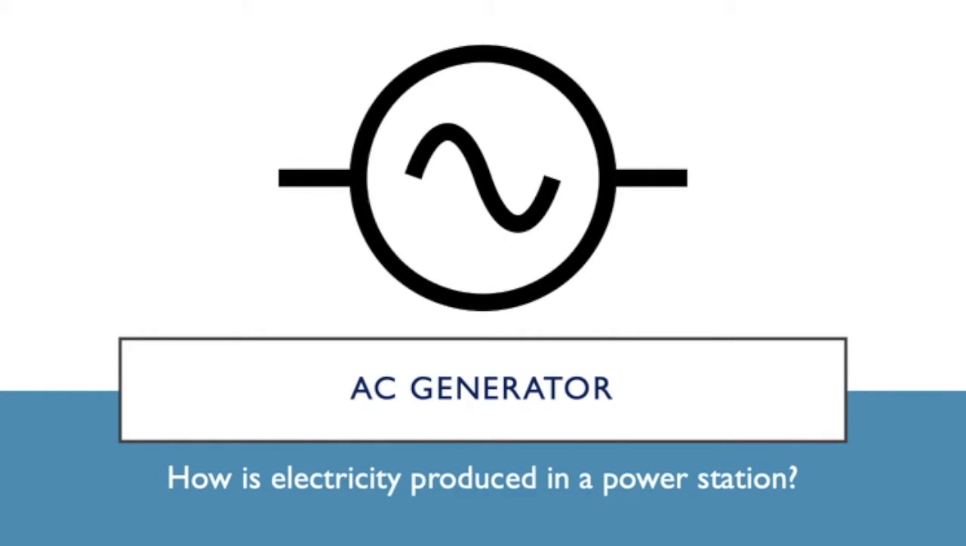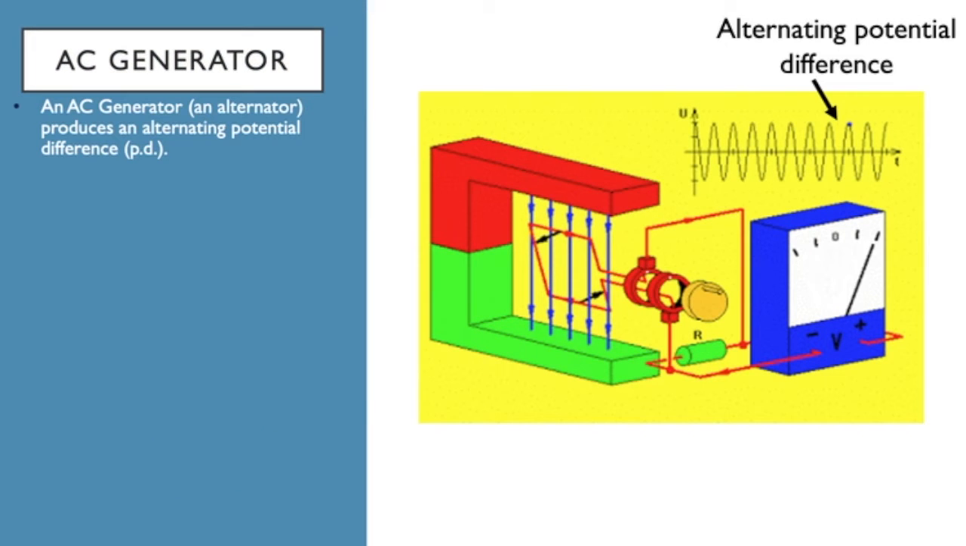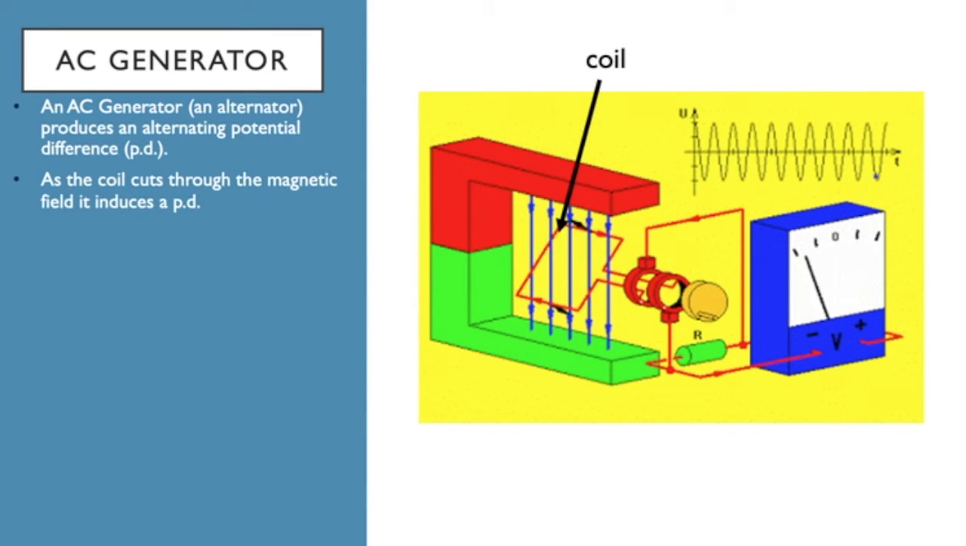Okay, so today we're going to be looking at AC generators, and we're going to be answering this question: how is electricity produced in a power station? So an alternating current generator, or an alternator, produces an alternating potential difference. As the coil cuts through the magnetic field, it induces a potential difference.